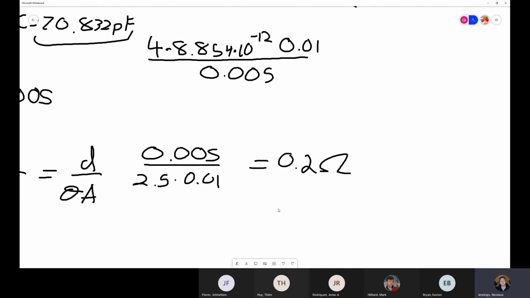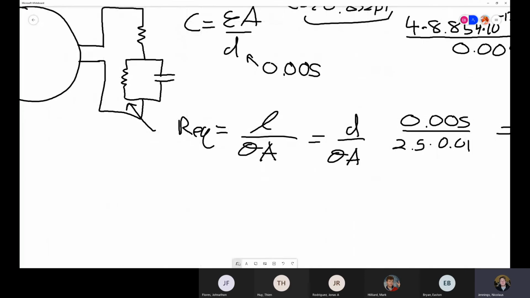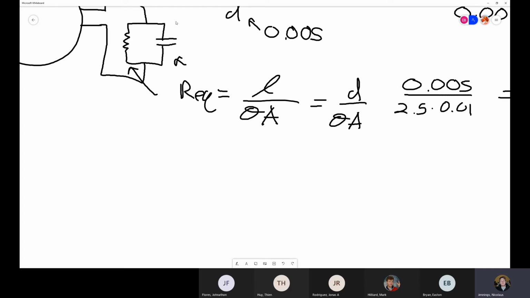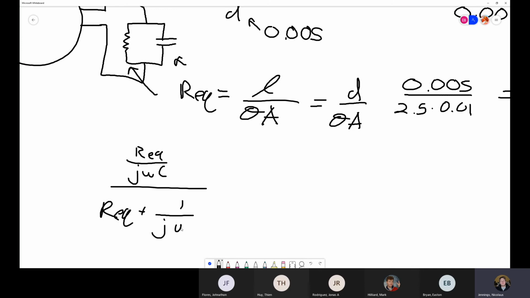Okay. After this, we can then solve for the equivalent impedance right here for this guy, so that we can just combine them together as one unified element, so that we don't have to worry about finding out the current here or there. We can just do that using our favorite methods of just multiplying the resistance. So you do Req over J omega C, and then you have Req plus 1 over J omega C.